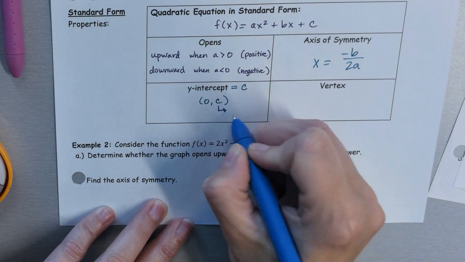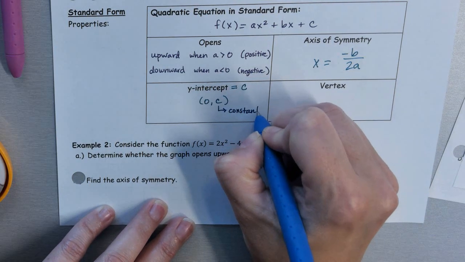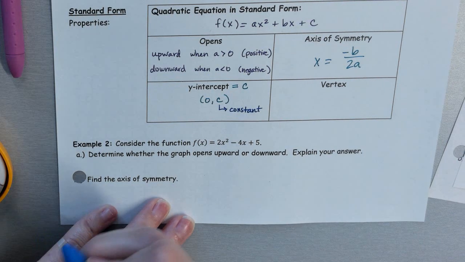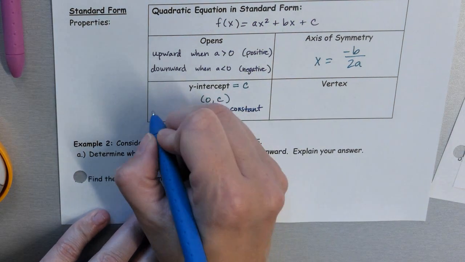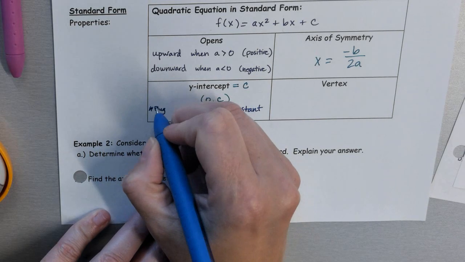And this actually fits really well because remember we talked about how c is the constant term. Okay, and you can always check this by plugging in what? What could we plug in to find the y-intercept?